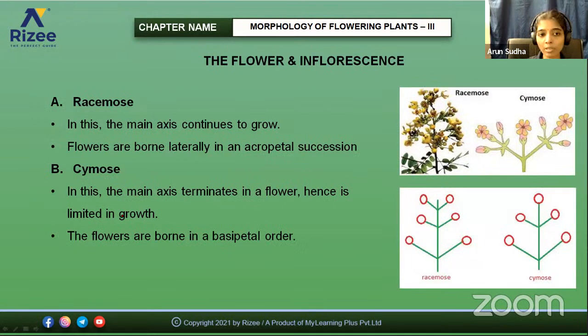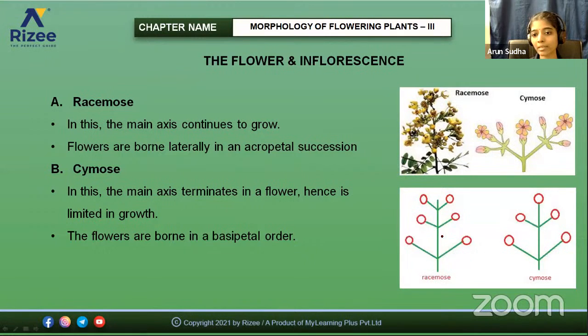So what is racemose inflorescence? In the case of racemose inflorescence, the main axis continues to grow and the flowers are borne laterally in acropetal succession. Acropetal means the older flowers will be arranged at the bottom and the young flowers are arranged on the upper side. This is an example of racemose inflorescence.